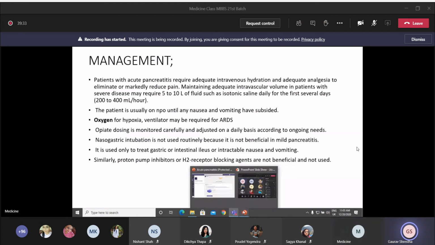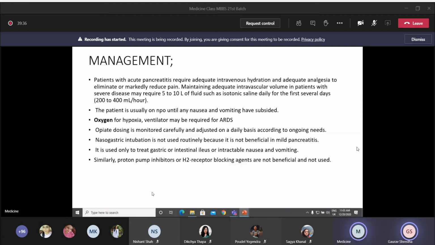Management. Most of the management includes, first and foremost step, pain management, IV fluid, oxygen.